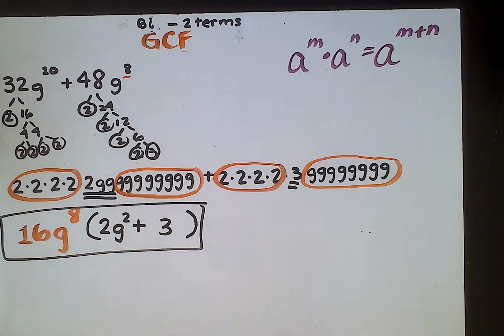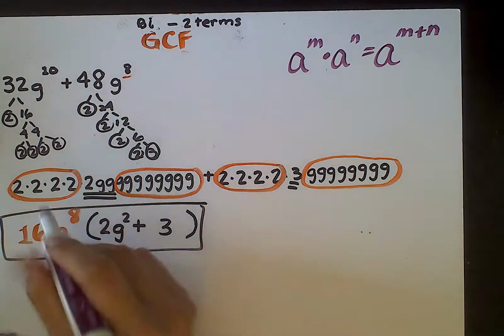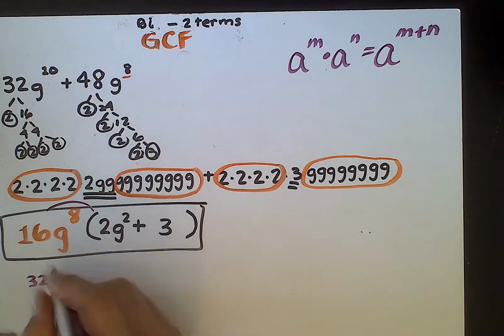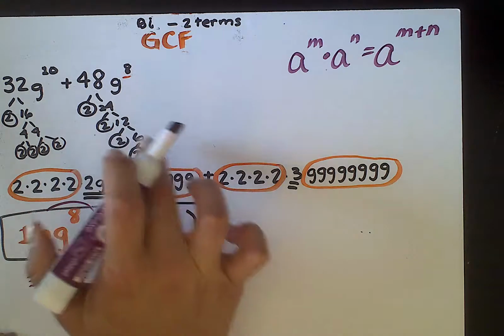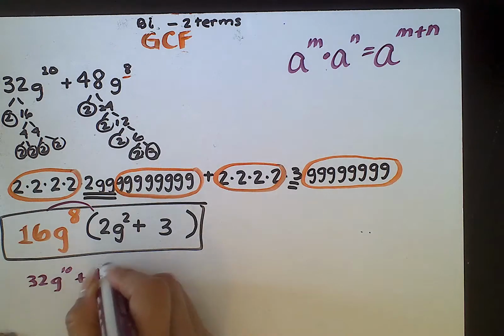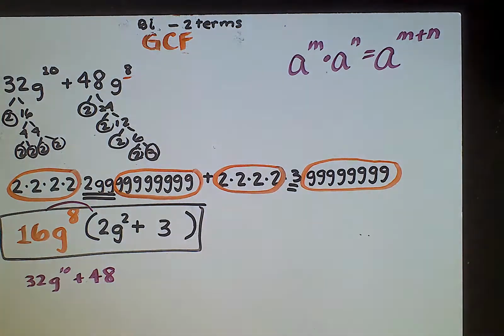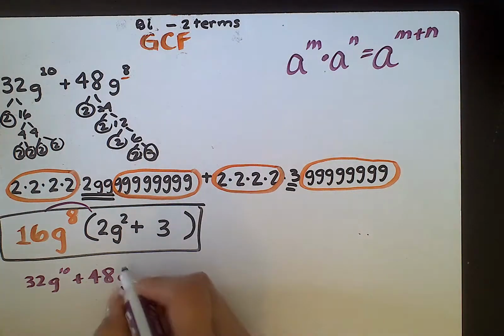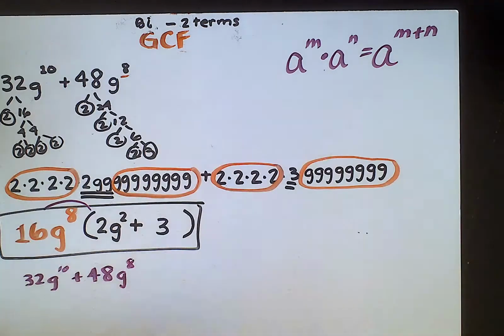Okay, if you want to double check your answer, that's 32g. I'm going to add those two exponents. That's 10 plus 8, and here that would give me 48. I'm going to double check my times table here. 16 times 3 is 48. And it doesn't have an a variable here, so I'm just going to bring that on over. Yeah, looks correct to me.